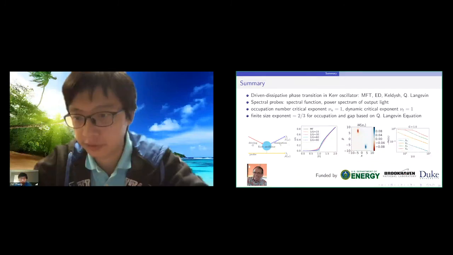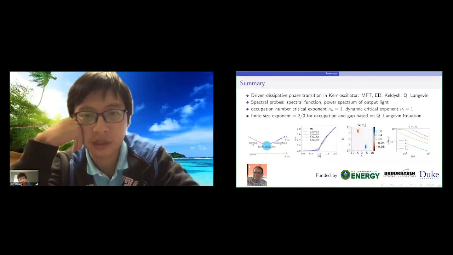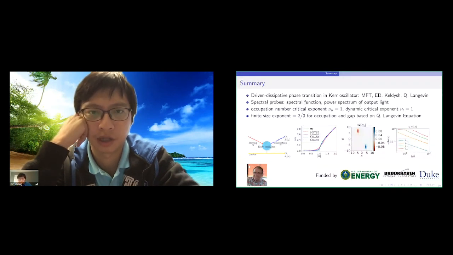I have at least one question. In the thermodynamic limit, it seems the mean field description works pretty well, right? Do you think it's possible to break this mean field description, maybe by adding extra terms or by making the driving very strong? Do you think that's possible?